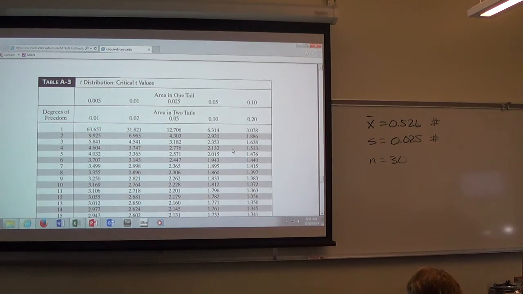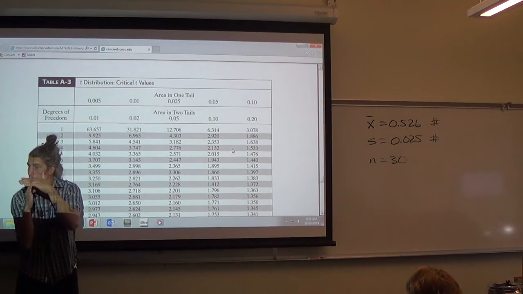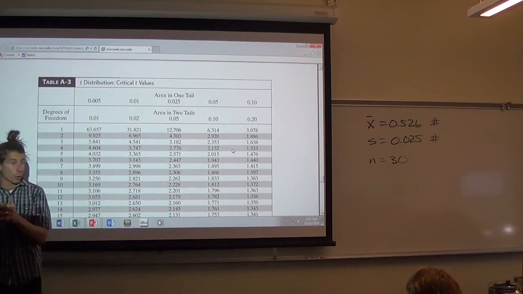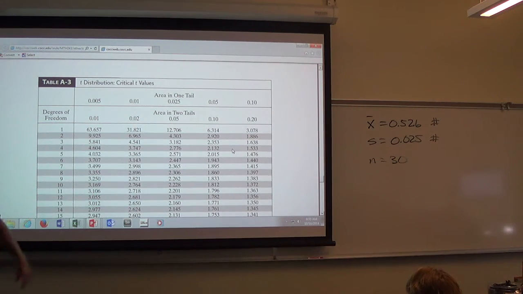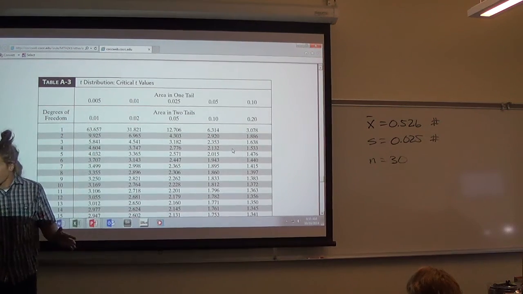So here are what are called t-distribution critical values. Now, the chart is definitely interesting to look at. So what it's asking you to do is, all these numbers here, those are t values. Those are those multipliers that you put out in front of your standard error. Notice how big some of them get. 63, 31, those are huge numbers.